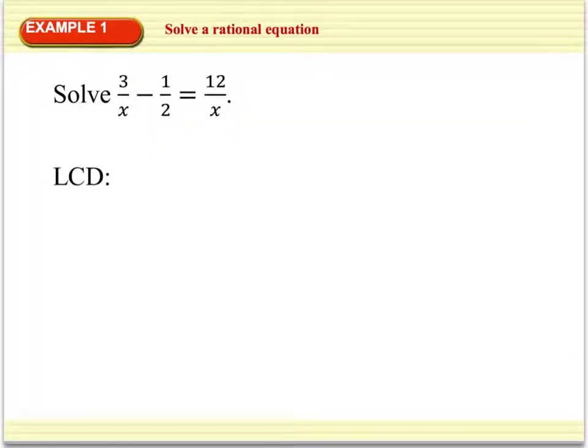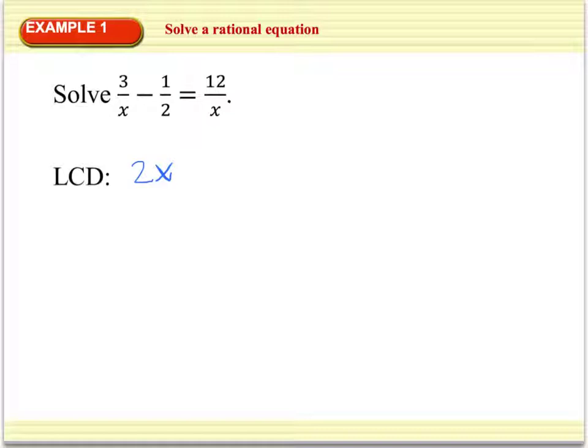Our first example says to solve 3 divided by x minus 1/2 equals 12 divided by x. As I mentioned before, the first thing we want to do is find a common denominator. Well, I see I have a denominator of x, a denominator of 2, and another denominator of x. So if I get my least common denominator, I see that I have 2x. Now what I'm going to do with that 2x is multiply each term of my original equation by that least common denominator.